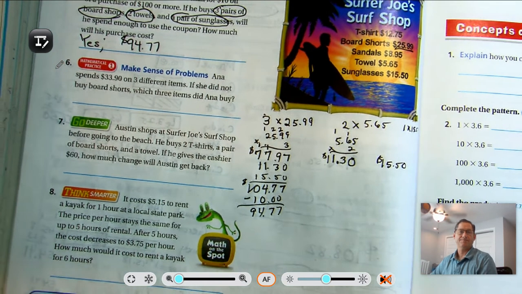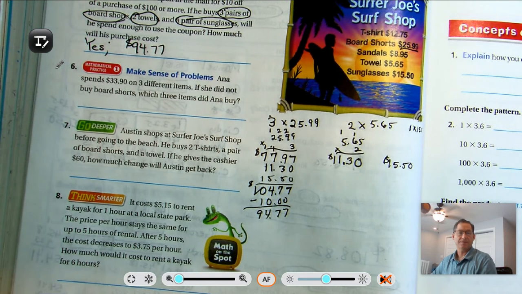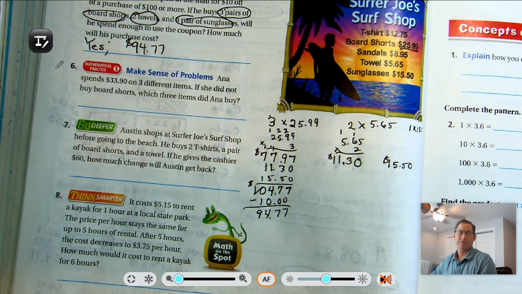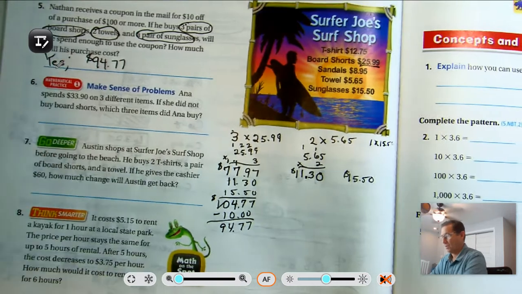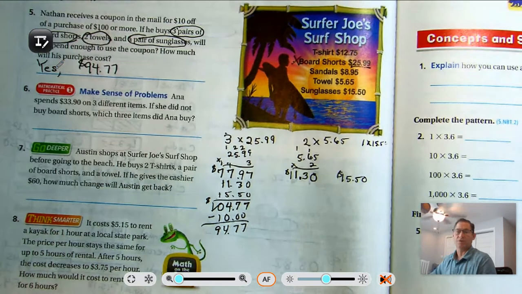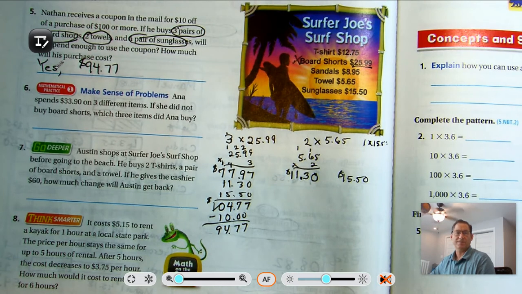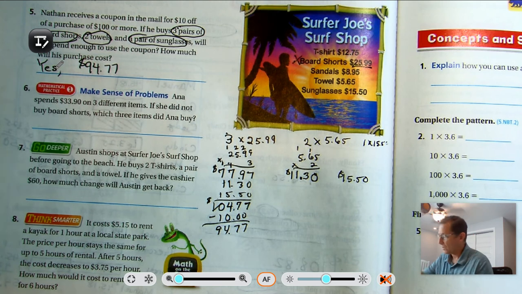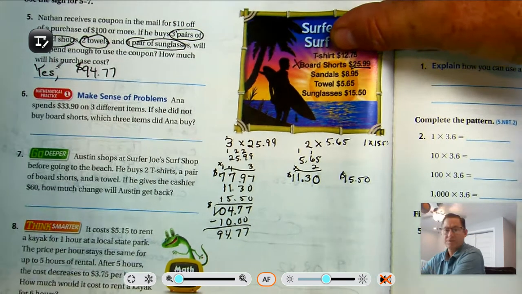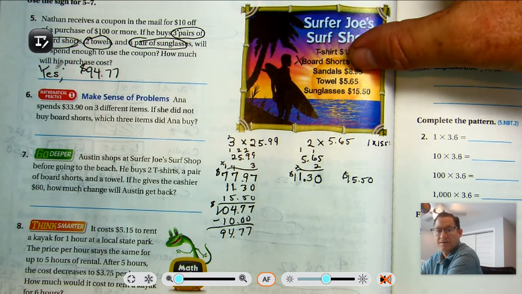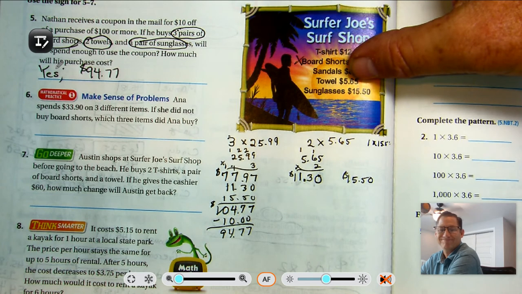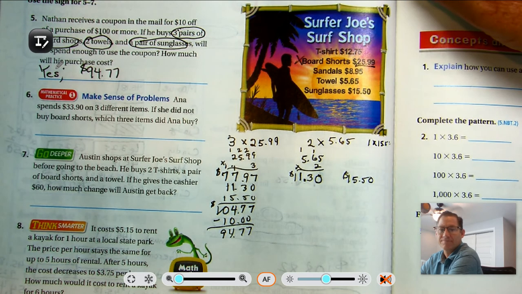On number 6, Anna spends $33.90 on 3 different items. If she did not buy board shorts, which 3 items did Anna buy? All right, so she didn't buy board shorts. So we have 4 choices left, and we have to come up with $33. Well, let's look. $12 for a t-shirt, $8 for sandals. If she bought those 2, that would be $20. Plus 5 more, that's 25. That's not going to be close enough to 33.